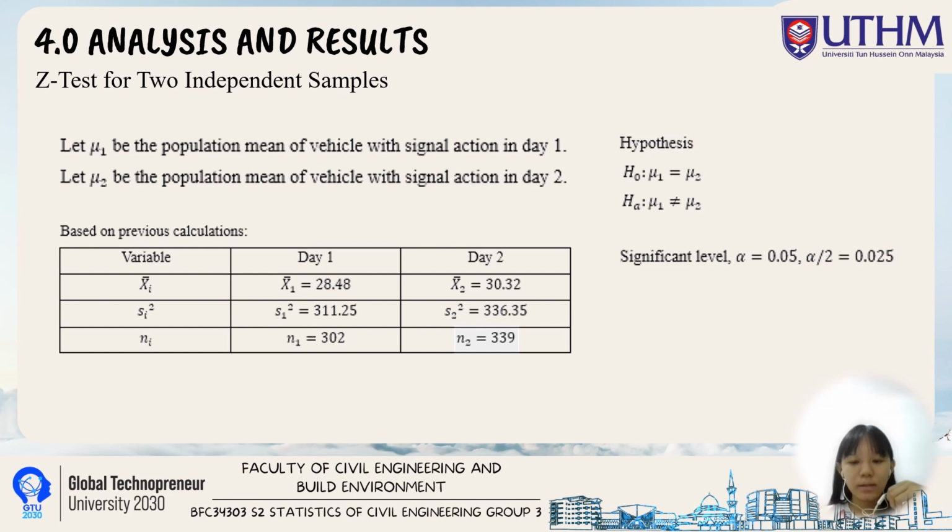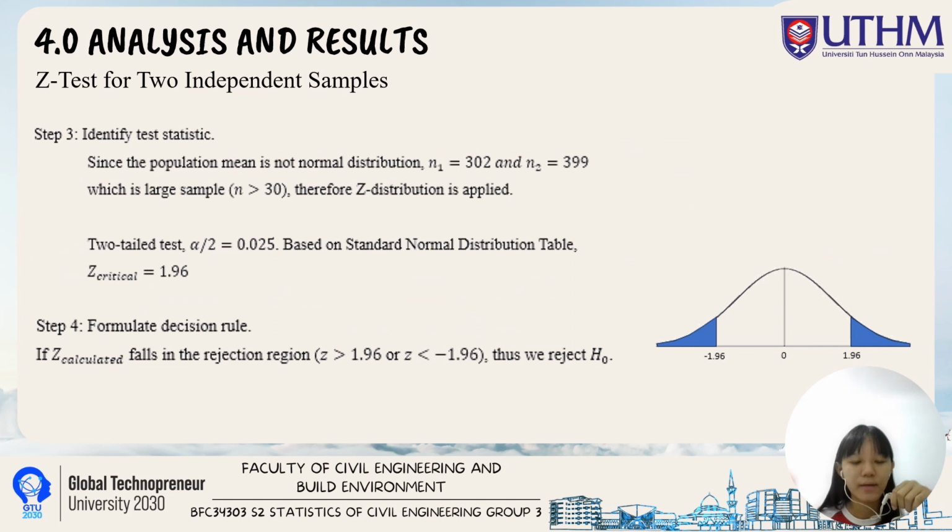Step 3, identify test statistic. Since the population is not normally distributed but the sample is large, therefore Z distribution is applied. Based on the alternative hypothesis, we can see that we are using a 2-tailed test, alpha over 2 equals 0.025. Based on the standard normal distribution table, we can check the Z critical equals 1.96.